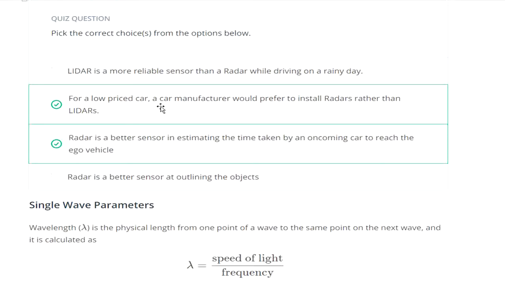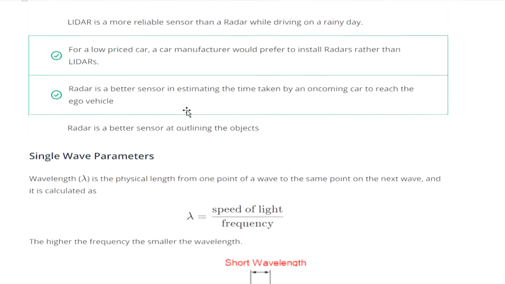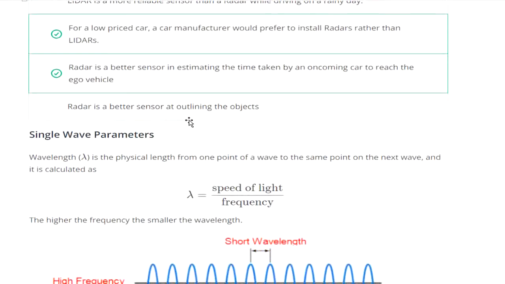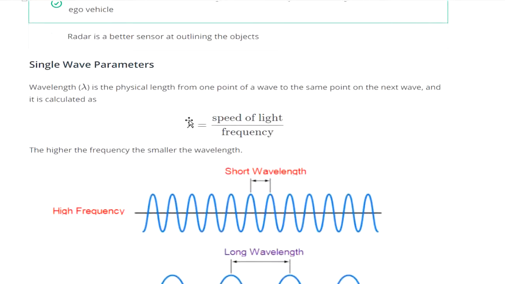For a low price car, the car manufacturer would prefer to install radars rather than LiDAR. Yeah, it's true. Radar is a better sensor to estimate the time taken by an oncoming car to reach the ego vehicle. It's true, right? And radar is a better sensor for outlining the object.